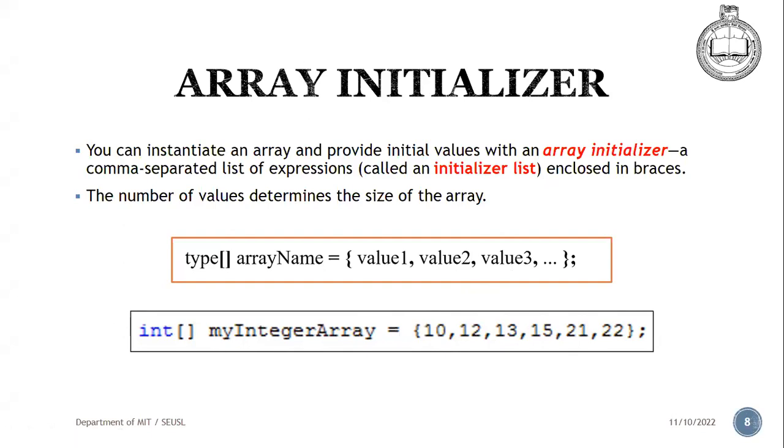I mean the array declaration, initialization, and assigning values, those three are done in a single line of code. So that you can call array initializer. Is that clear?